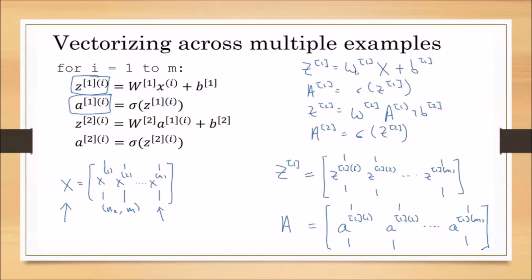Now observe here, this Z superscript 1 represents the first layer. All elements in this matrix represent the first layer Z's only. But each column, the first column, represents the Z's of the first training sample, then the second training sample, third training sample, like that. And similarly the A activation units. When we apply the sigmoid function to this Z, we get the activation units.